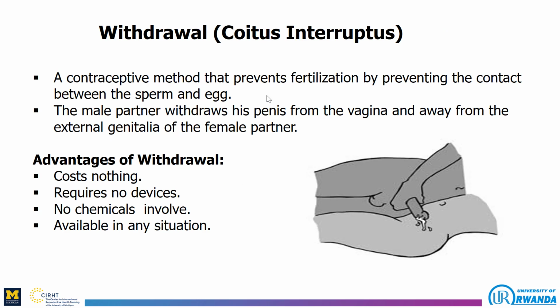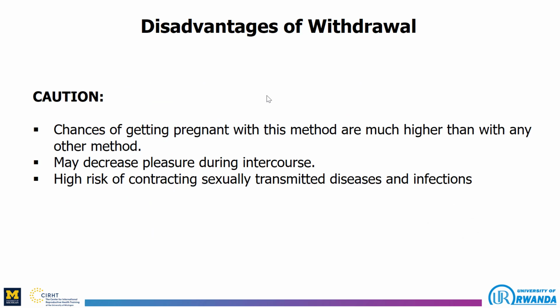Withdrawal, or coitus interruptus, is a contraceptive method that prevents fertilization by preventing contact between the sperm and the ovum, the egg. The male partner withdraws his penis from the vagina and away from the external genitalia of the female partner. The advantage is that it costs nothing, requires no device, involves no chemicals, and is available in any situation.